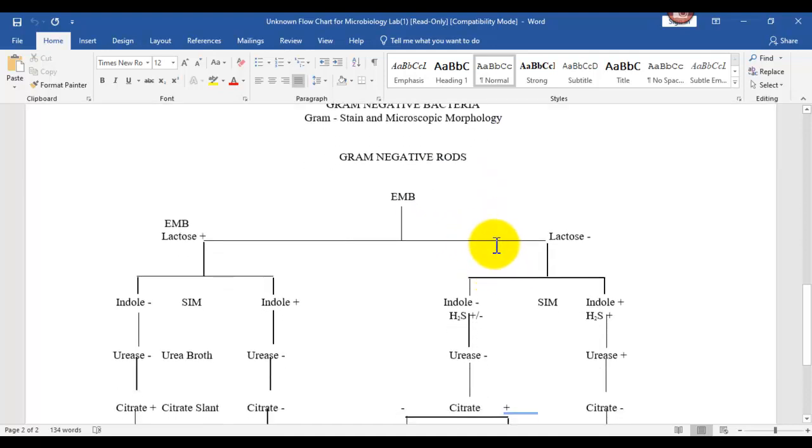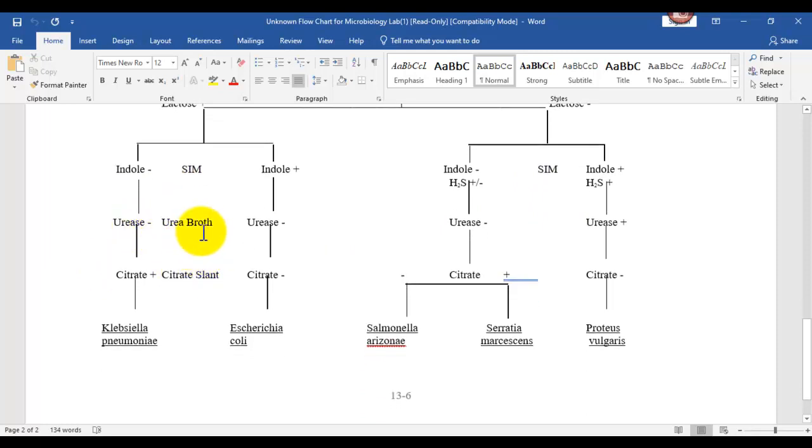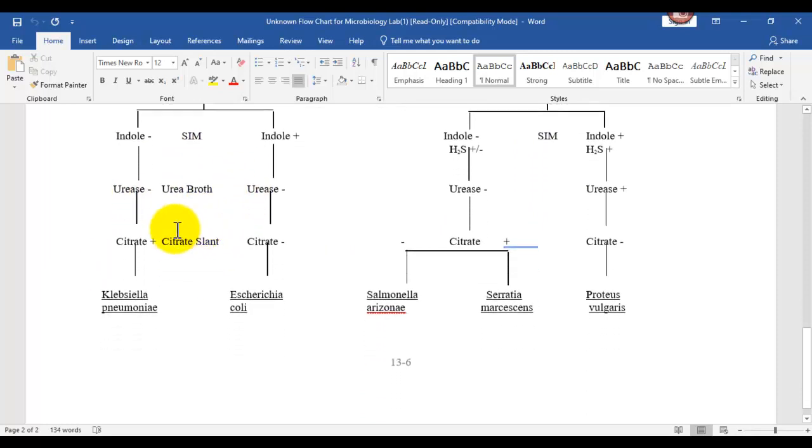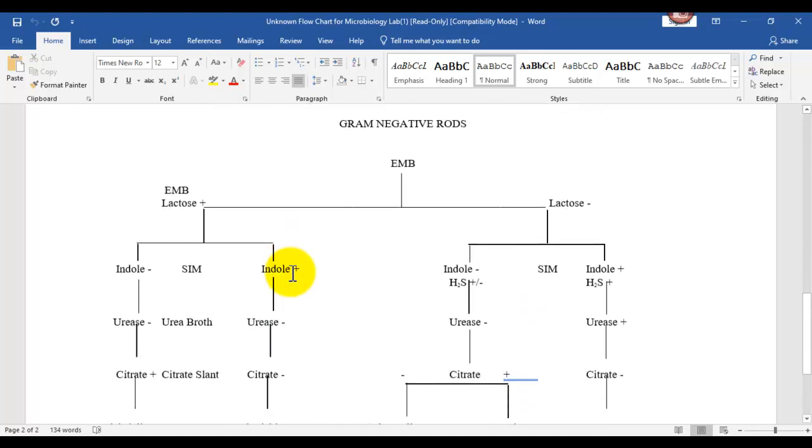If you're gram-negative, you're going to run the same day. You're going to inoculate an EMB plate. You're going to stab one of those SIM tubes, little gel plugs. You're going to inoculate a broth tube, and you're going to inoculate a citrate slant. You're going to do that all at once, put it in the incubator, and let it grow overnight or for 2 days. And then you're going to come back and see what changed colors and what did not.